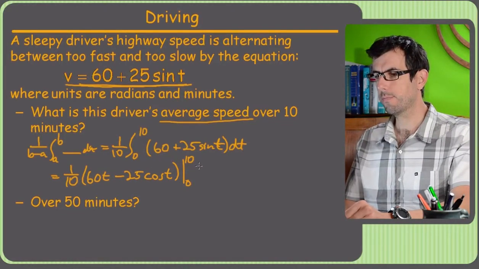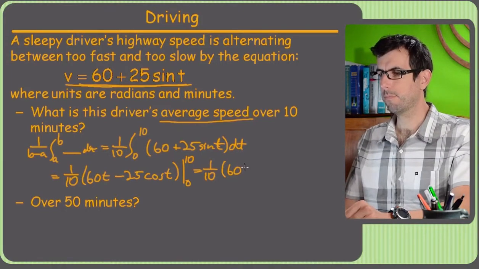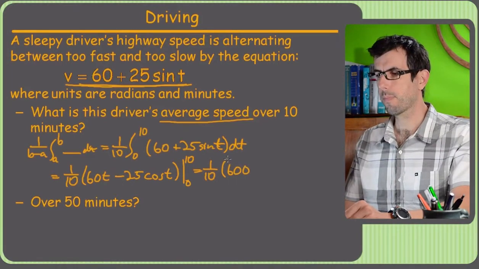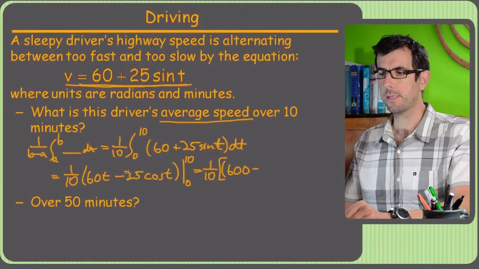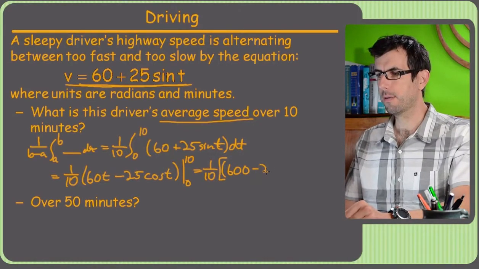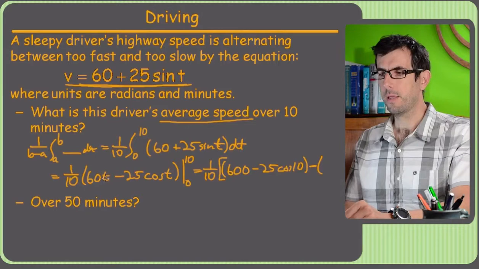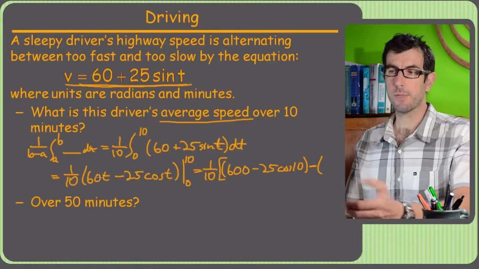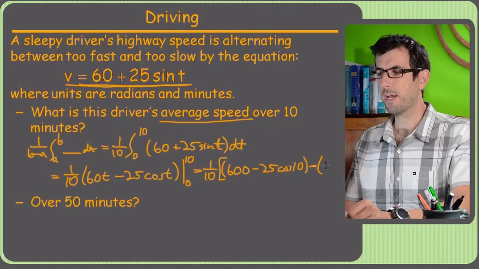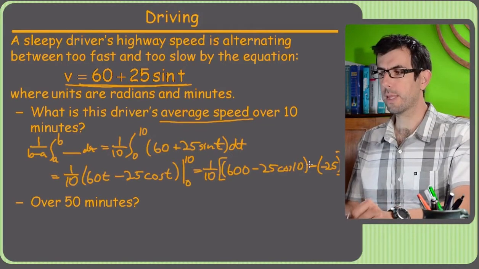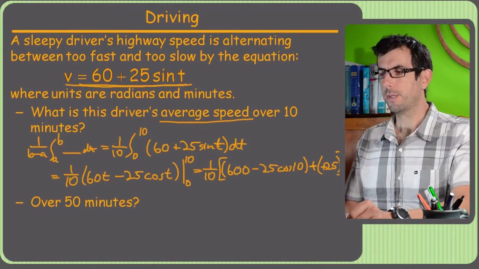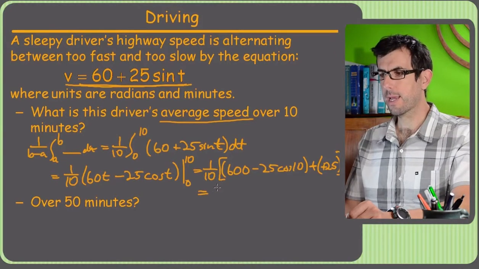So 1/10 times 60 times 10, so 600, minus 25 cosine of 10, minus, and then when we plug in 0, we get 60 times 0, which is 0, then minus 25, because the cosine of 0 is 1. But then we end up adding the 25. So we plug and chug that through a calculator, and I got 64.9.